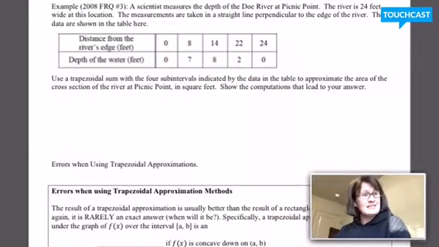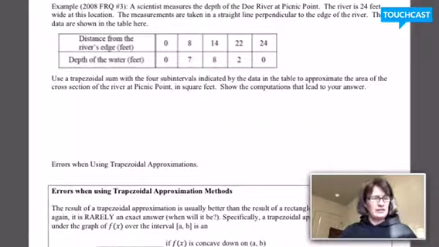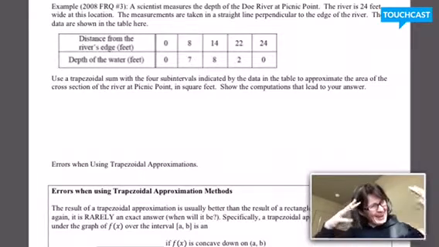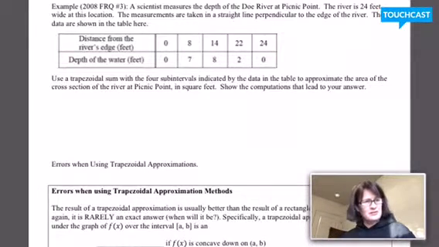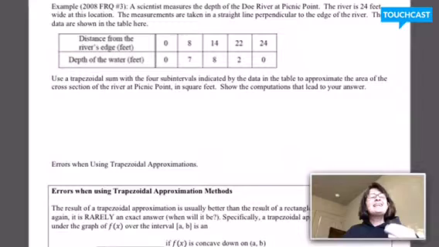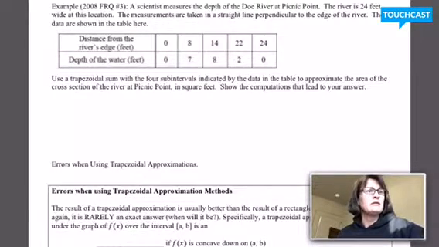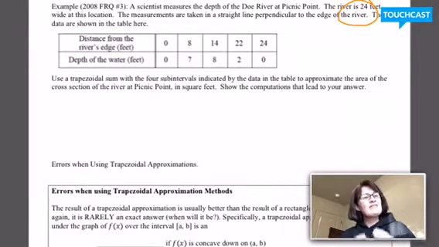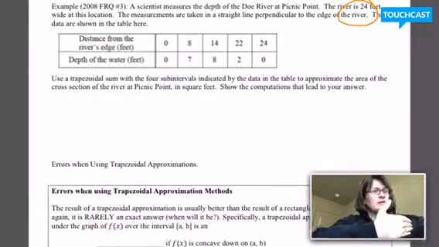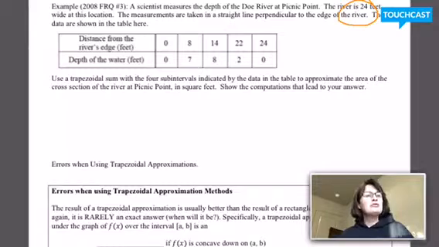So if my velocity changes, I have to find the area under the velocity curve to find distance traveled. Here, I can't just compute width times depth because the depth is changing. So really what I have to do essentially is find that area under the depth curve, whatever that would mean. So here, instead of just multiplying the width of the river, which we know is 24 feet, by the depth, I have to break that distance across the river up into little chunks and use an approximation.